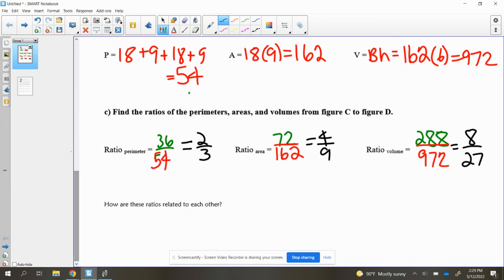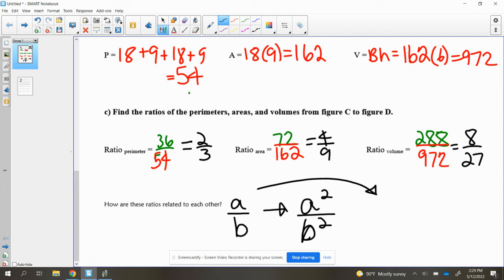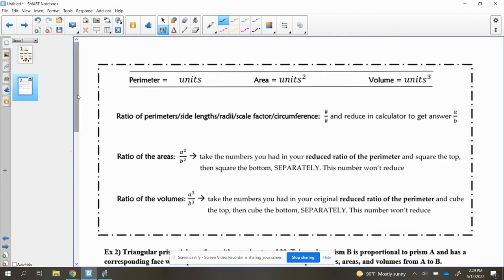Now, do we notice any relationship between these ratios compared to each other? Well, hopefully you are noticing that our ratio of the areas is going to come from the ratio of the perimeters. We take the ratio of the perimeters and square them, right? 2 squared is 4, 3 squared is 9. And then the ratio of the volumes, again, goes back to this, that if we took those original two values and cubed them, we have 2 cubed is 8, 3 cubed is 27. So that is going to lead us to this piece on the back here.